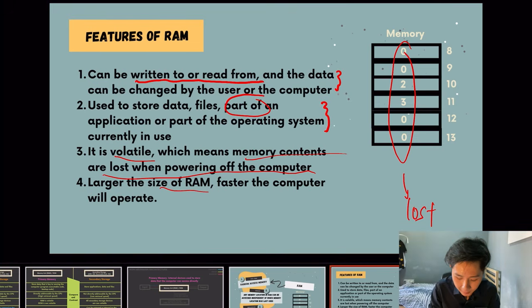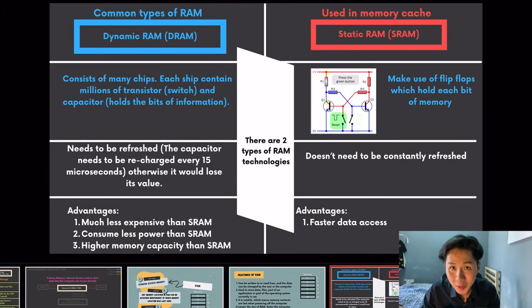The larger the size of the RAM, the faster the computer will operate, because it can take in much more code and many programs to be executed at the same time. And when we learn about virtual memory, you will again realize how beneficial it is to have more RAM in your computer. There are two different types of RAM here. The first one is called dynamic RAM, which is commonly used in our day-to-day life, something that we use in our computer. It consists of many chips, and each chip consists of millions of transistors.